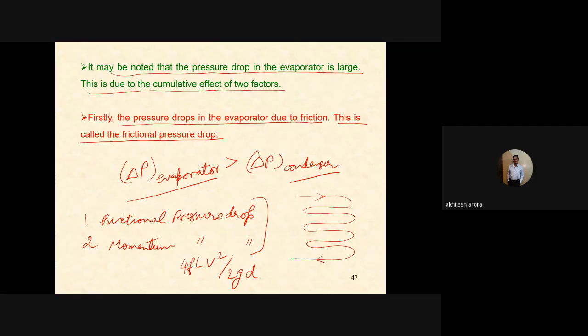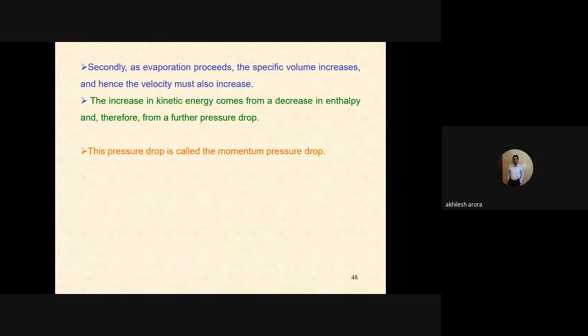Okay, so I was talking about pressure drop in the evaporator. Pressure drop in the evaporator is because of two things. One is due to friction. So this is the value of the frictional pressure drop in the evaporator. I hope this is clear to you.